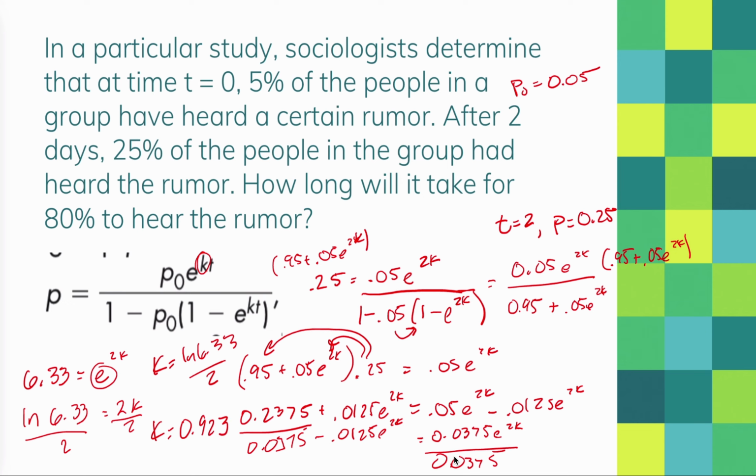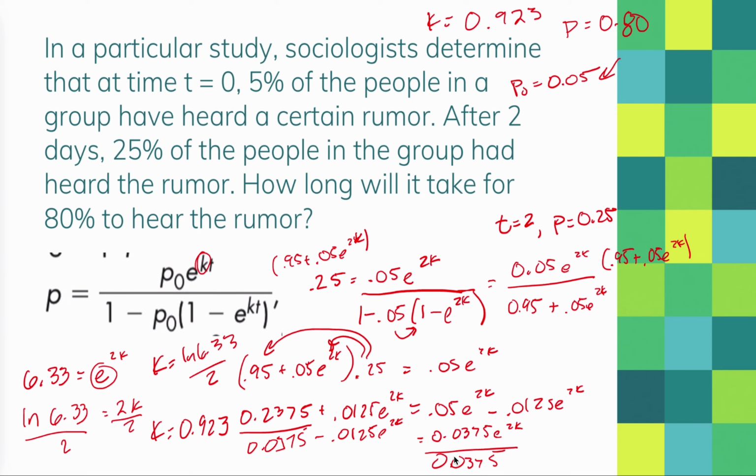So if our k is 0.923, now we can plug that in and solve for the time t when our p is equal to 0.8. So we get a k that is 0.923, and we want our p to be 0.80, and our p0 is still 0.05.